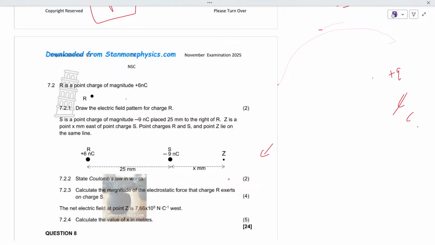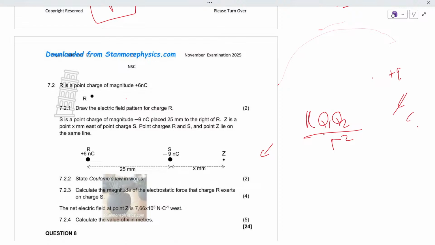State Coulomb's law. What is Coulomb's law? Coulomb's law states that the magnitude of the electrostatic force exerted by one point charge on another point charge is directly proportional to the product of the magnitudes of the charges and inversely proportional to the square of the distance between them. That's how we define it. Then they say calculate the magnitude of the electrostatic force that charge R exerts on S.